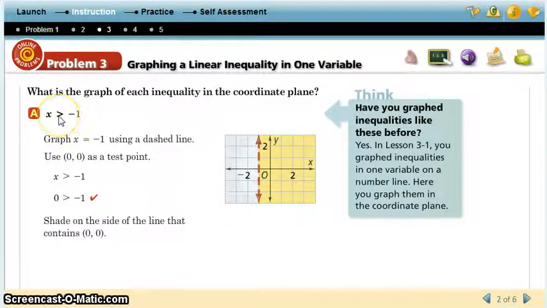Now it is greater than. There's not an equal to there, so that's why it is a dashed line. And then you can test the point (0, 0) to see which side to shade on. So if you put 0 in for x, 0 is greater than negative 1, so we're going to shade on this side. When it's just an x value and not a y, it's pretty easy to determine the side to shade on. x greater than negative 1, if you look at your x-axis, those are all of these points in this direction. So we are shading to the right of that line.